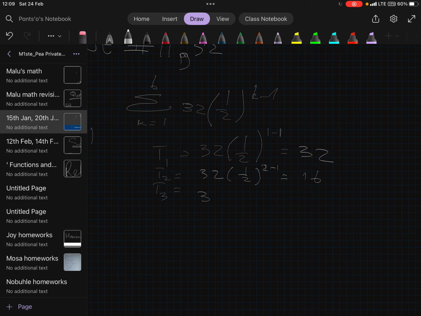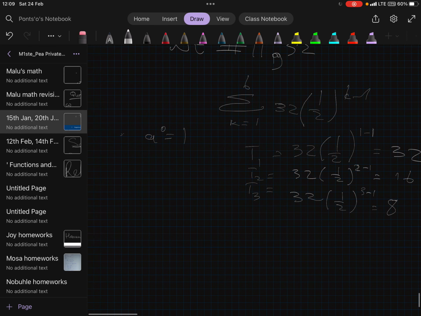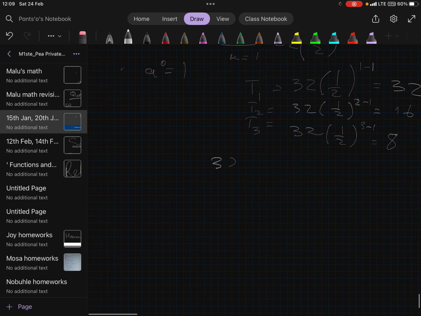If we have k equals 3, so we have 32 times a half to the power 3 minus 1. 3 minus 1 is 2, and a half squared is a quarter, and 32 divided by a quarter is 8. Right, so now we have a series that is 32 plus 16 plus 8 plus 2.